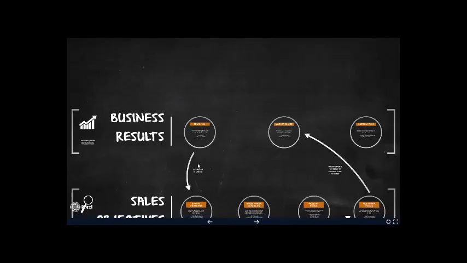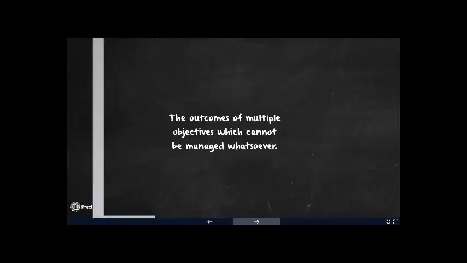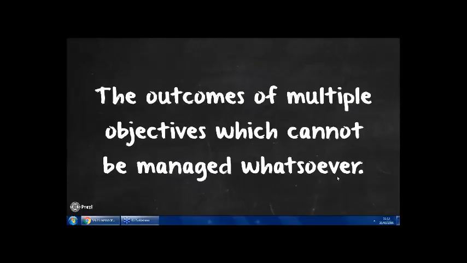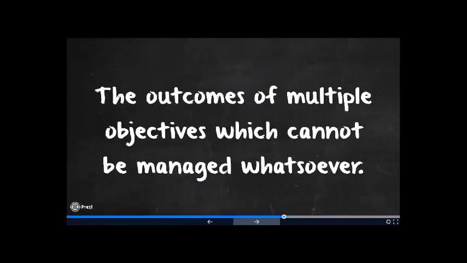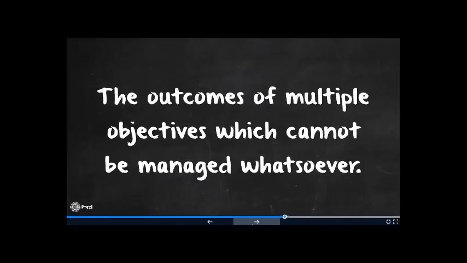The final one is business results, and really this, I guess, is where everything starts from a sales management point of view. This can be described as the outcomes of multiple objectives which cannot be managed whatsoever. So these results cannot be managed in themselves. It is the preceding activities and objectives which you can influence and manage to then affect the business results.